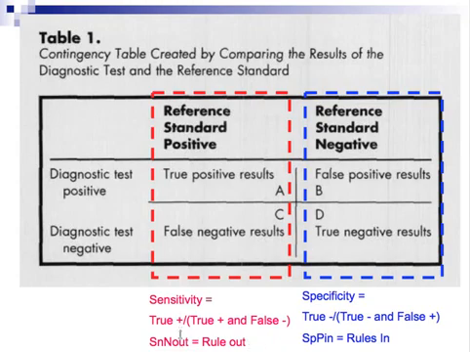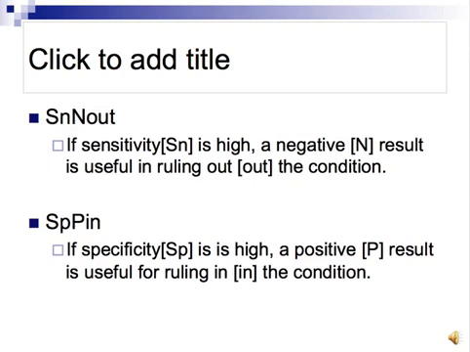A high sensitivity means that the test is good at ruling out a disease, and the opposite is true of specificity. So here we are looking at the false positive rate. As the false positive rate goes down and specificity increases, that means that the test is good at ruling in the disease. And here these rules are stated explicitly, as you can read.